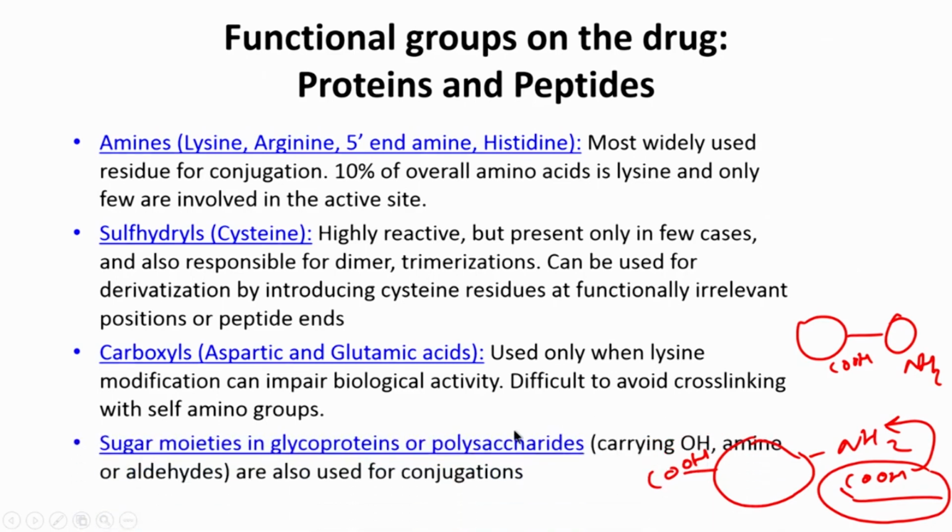And then of course, there are sugar moieties on proteins, glycoproteins, and there is always some kind of post translational modification of these proteins. So, they carry hydroxyls, amines and aldehydes, which can then also be used for conjugations, and typically a safe target. With most proteins you will find that they are not involved in the active site.